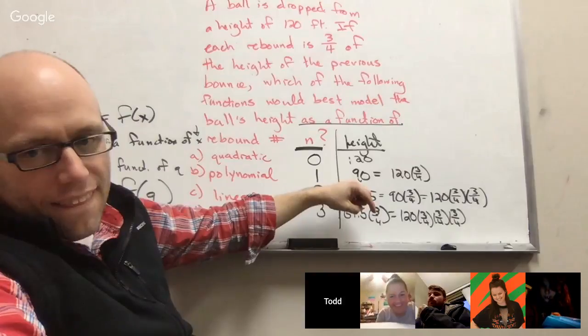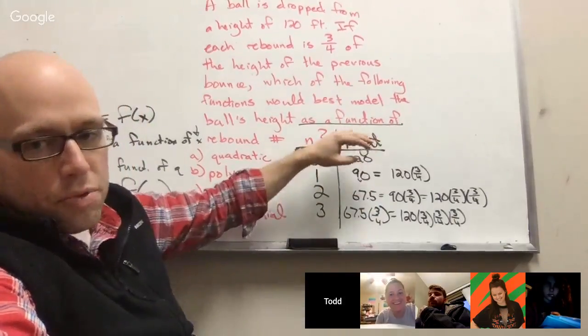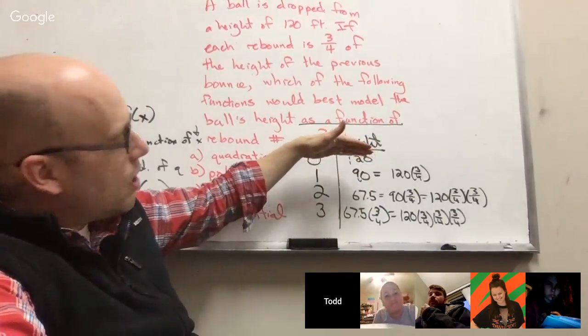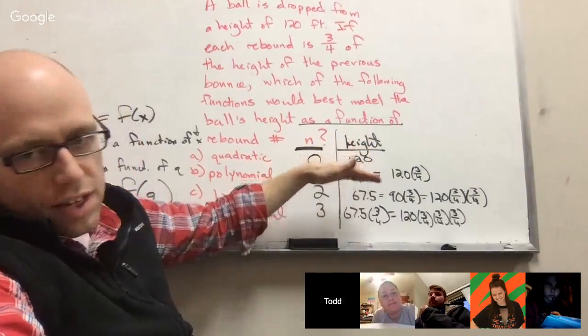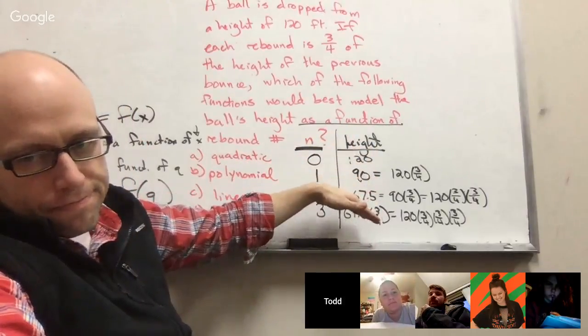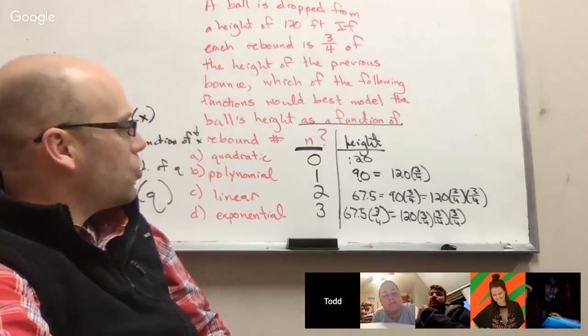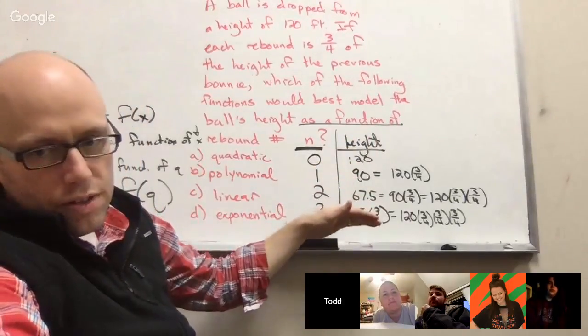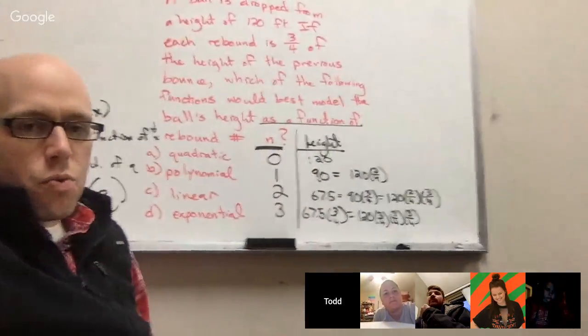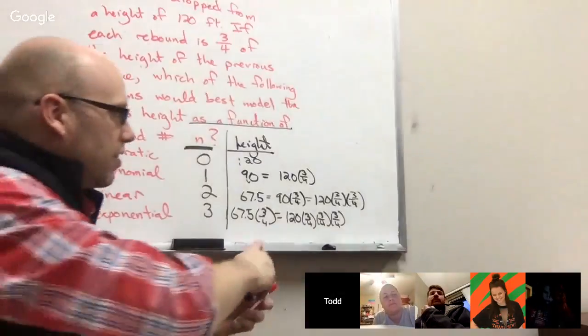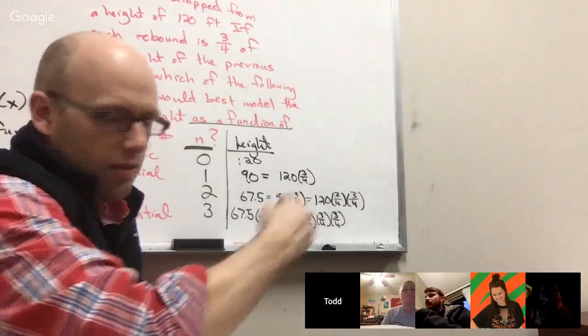Decreasing? Decreasing, yes, absolutely true. What do you call a sequence where you multiply by the same thing to get from term to term? Geometric. So this is a geometric sequence. Think about if you wanted to write a formula for this.